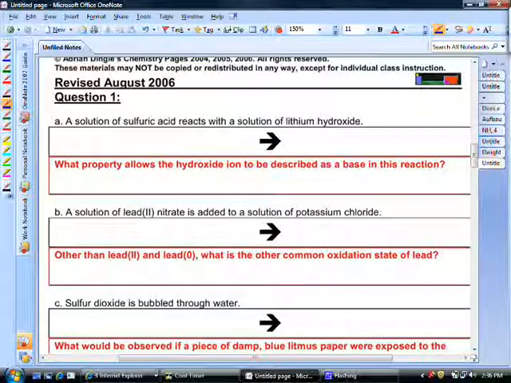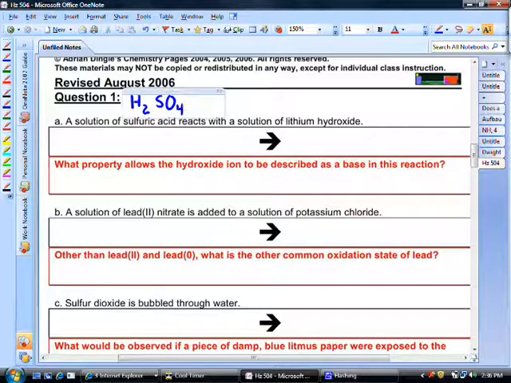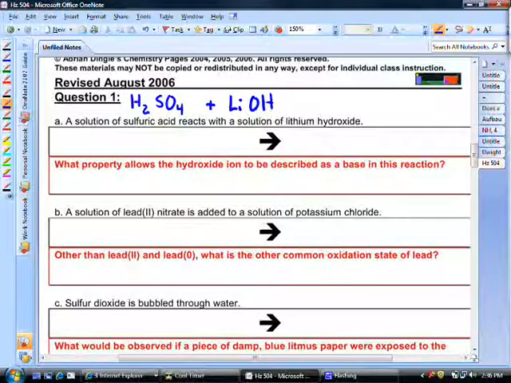So here we go. This first equation starts with sulfuric acid. And I tell myself, I know what sulfuric acid is, H2SO4. It's a strong acid, so it's going to dissociate into ions. And I know that, but right now I'm just writing this so I remember what's here. Okay, I also have lithium hydroxide, and it also is in solution. It tells us so right there, in solution.